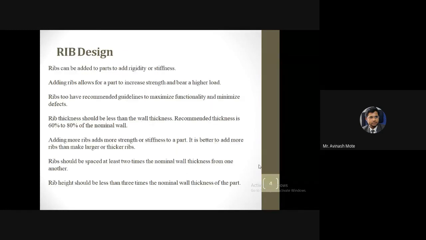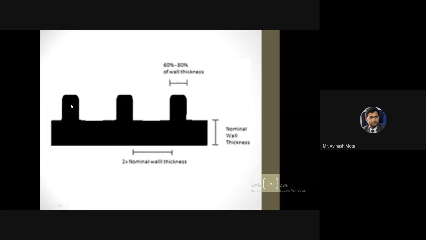Rib design provides rigidity and stiffness to the component. Simple thing. These are some of the ribs. Just keep these parameters in mind: thickness of the rib should be 60 to 80% of wall thickness. Distance between the ribs should be 2 times the nominal wall thickness.